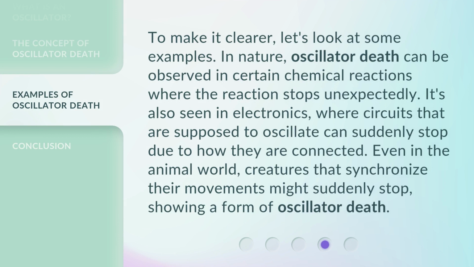To make it clearer, let's look at some examples. In nature, oscillator death can be observed in certain chemical reactions where the reaction stops unexpectedly. It's also seen in electronics, where circuits that are supposed to oscillate can suddenly stop due to how they are connected. Even in the animal world, creatures that synchronize their movements might suddenly stop, showing a form of oscillator death.